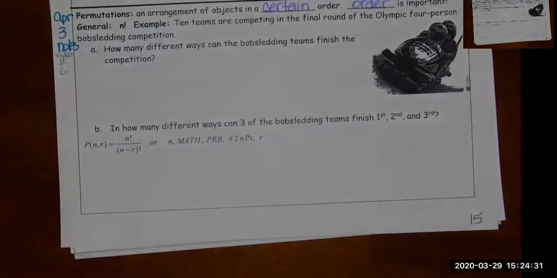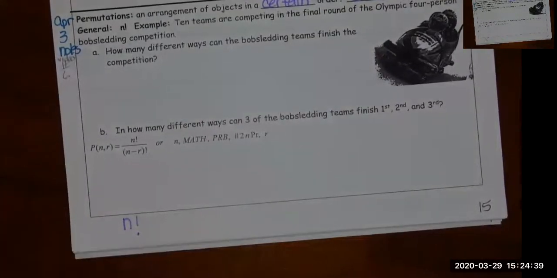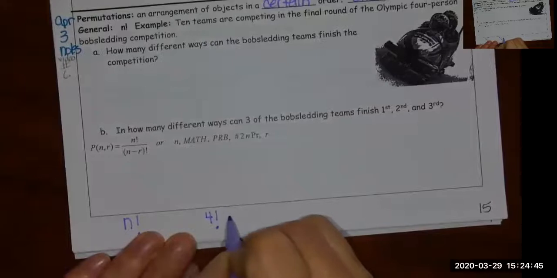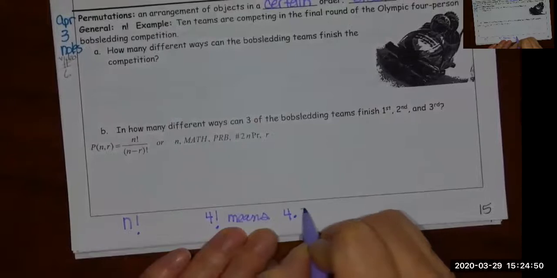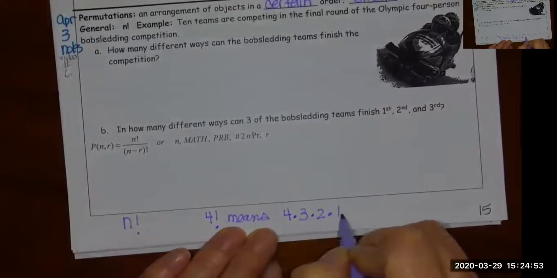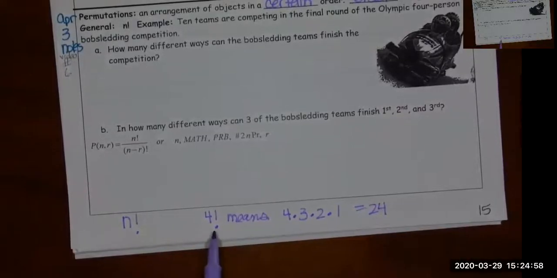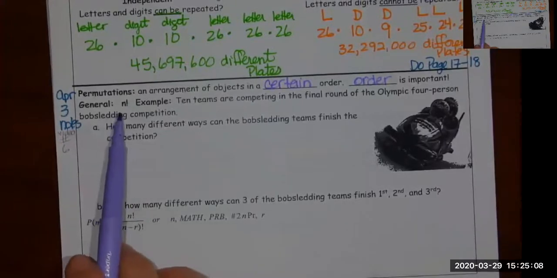Factorial is something you would have learned a long time ago, but let's review it in case you've forgotten. Factorial means you multiply by every number that came before. So 4 factorial means 4 times 3 times 2 times 1, which is 24. So for permutations, the general rule, how many ways can I put something in order, is that number factorial.